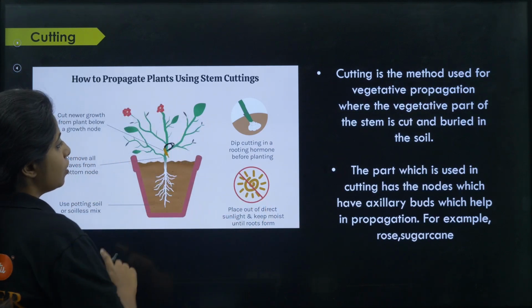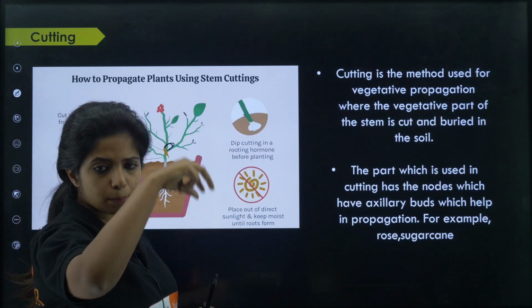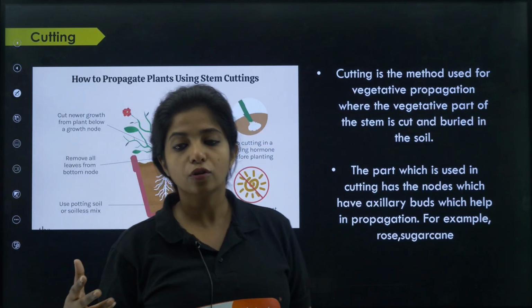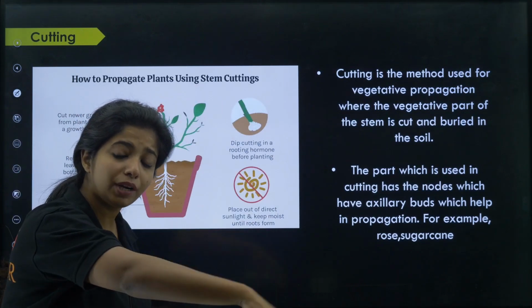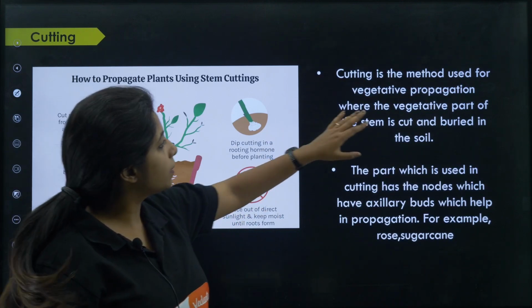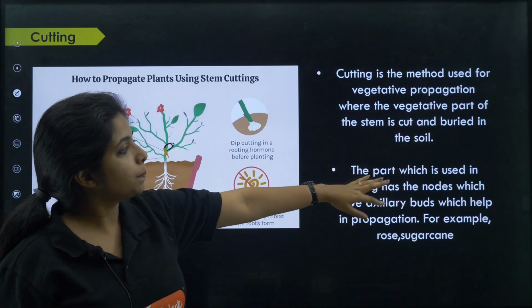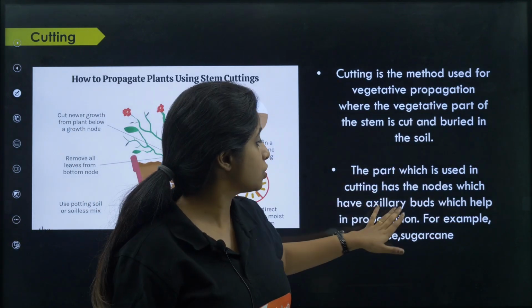So over here you saw the stem is being taken, which has a bud over here, and it is dipped in auxin and some hormones, so the growth hormones are there. It is dipped in that and later put in the soil so that it grows into a new plant there. So this is known as cutting. Cutting is the method used for vegetative propagation, where the vegetative part of the stem is cut and buried in the soil. The part used for cutting has the nodes which have axillary buds.